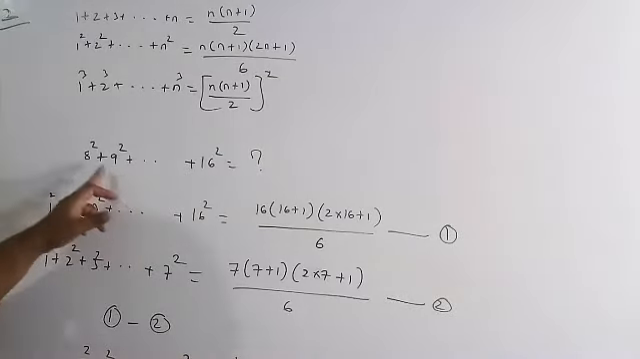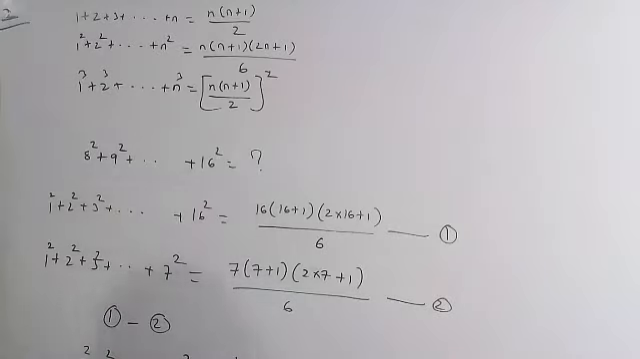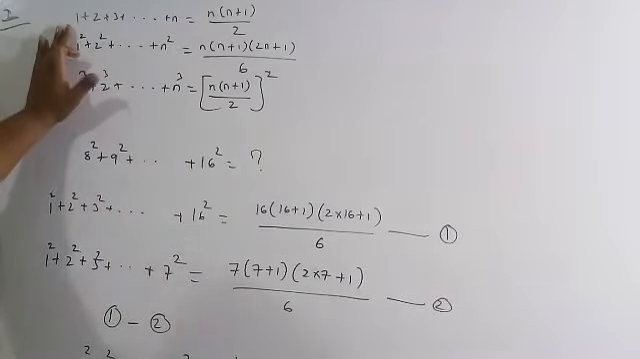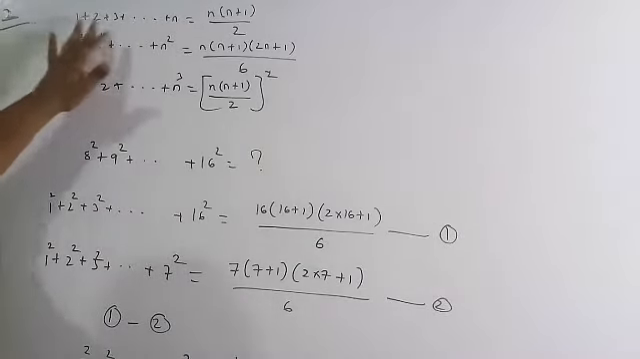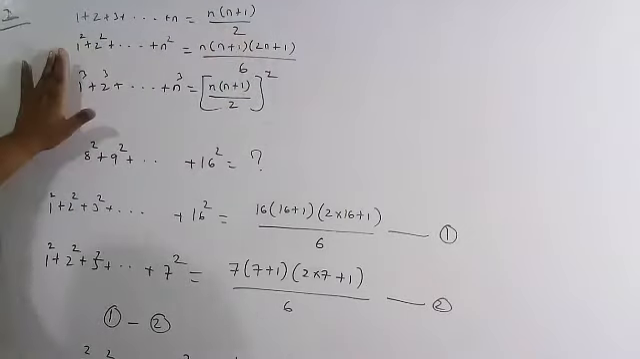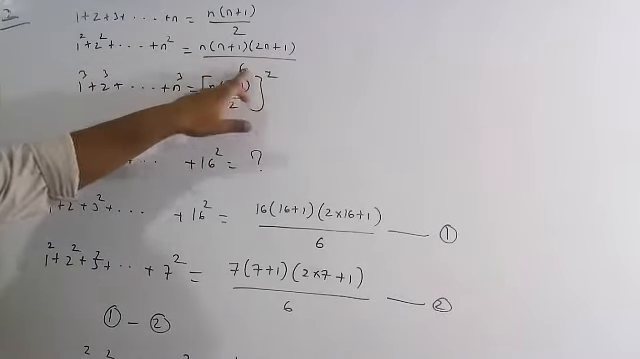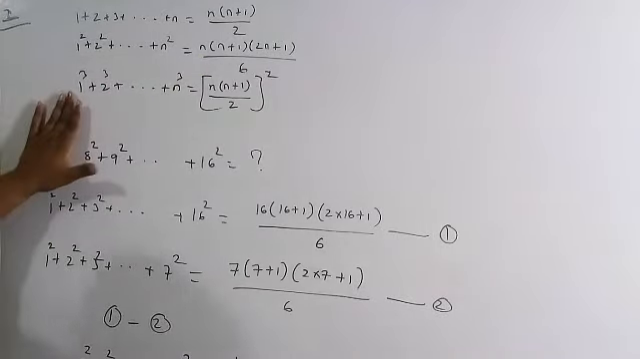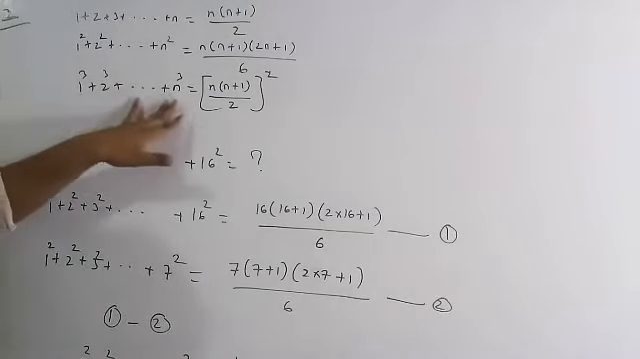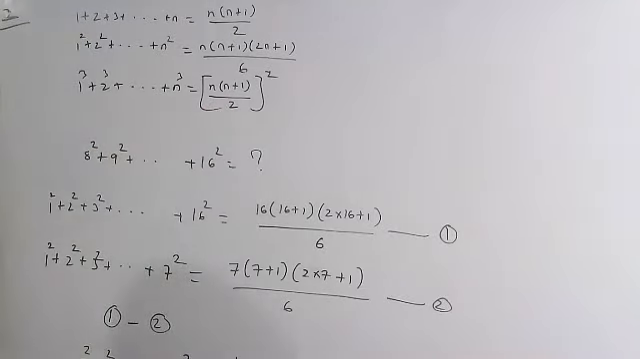Now we need to solve 8 square plus 9 square up to 16 square. Before I solve this numerical, let me tell a small concept here. The sum of successive n integers, 1 plus 2 plus 3 up to n, is n into n plus 1 by 2. Similarly, the sum of squares of n integers is n into n plus 1 into 2n plus 1 by 6. And the sum of cubes of successive integers, 1 cube plus 2 cube up to n cube, is equal to n into n plus 1 by 2, whole square. With these basic formulas, we are going to solve this numerical.